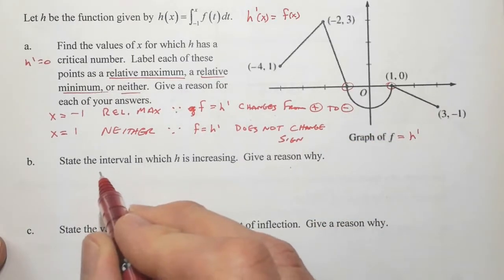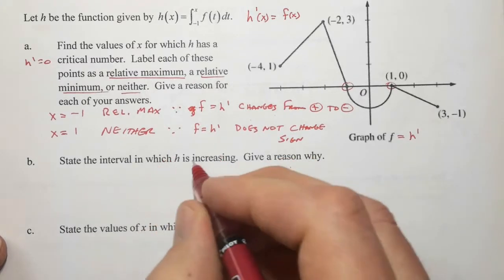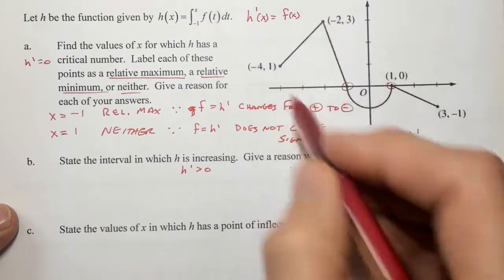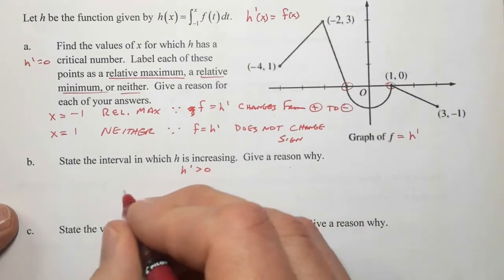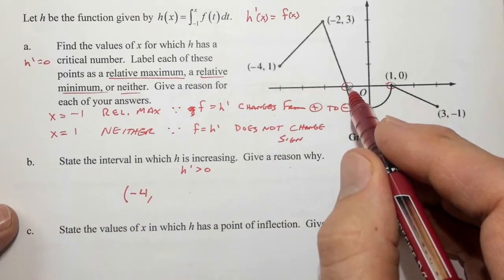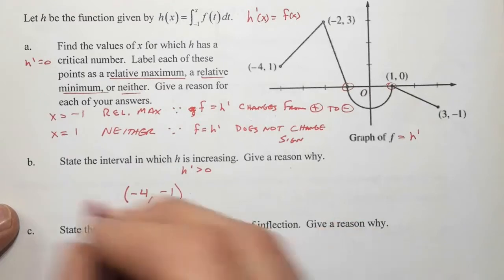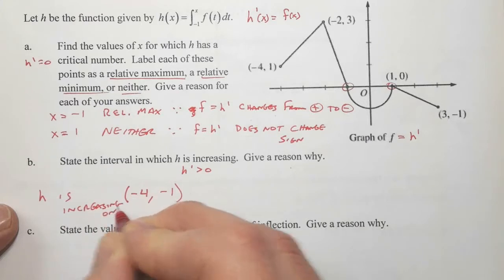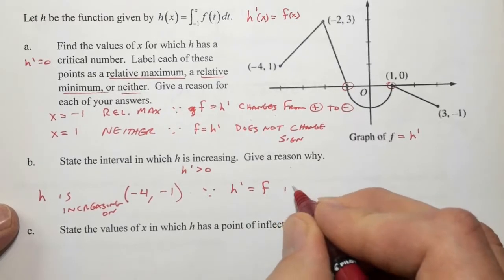Part B asks for us to state the interval in which h is increasing. All right, well, a function is increasing when its derivative is positive. We see here the derivative graph, and the derivative graph is positive when it's above the x-axis, which is in this zone right here. So we are looking at -4, that's when we start, until we hit -1. So from -4 to -1, h is increasing. I guess we should write that down. H is increasing on the interval from -4 to -1 because h prime, which equals f, is positive.